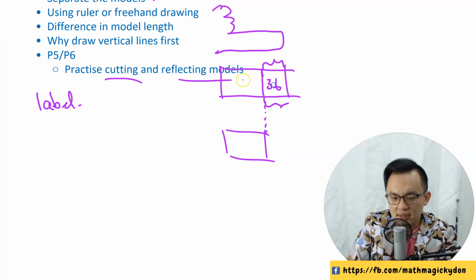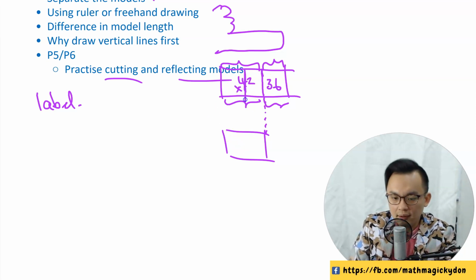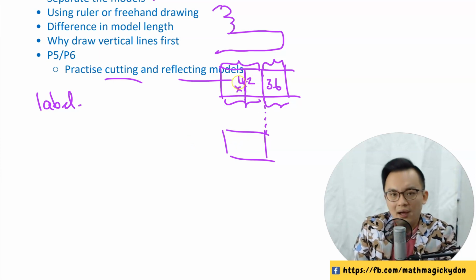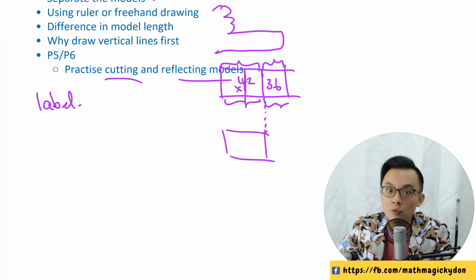Do not label inside. Do not label this is 36, this is 42. Always label the top and the bottom. Because when you cut it, then you sort of forget, oh, 42, is it the whole thing? Is it half of the thing? I have made this careless mistake myself numerous times.